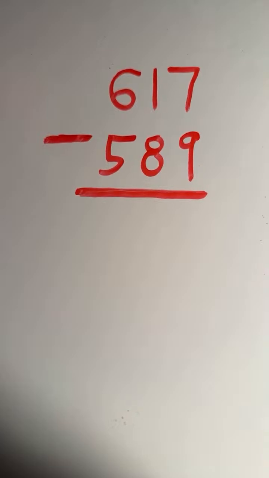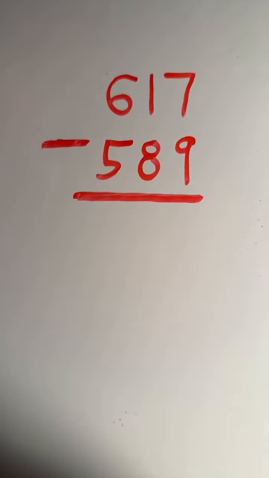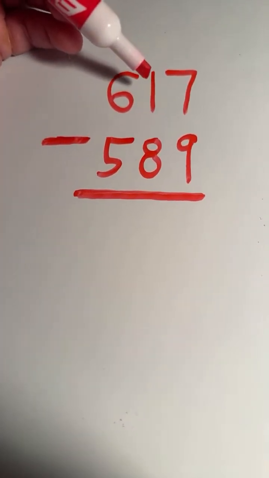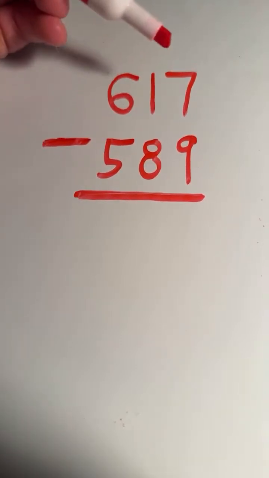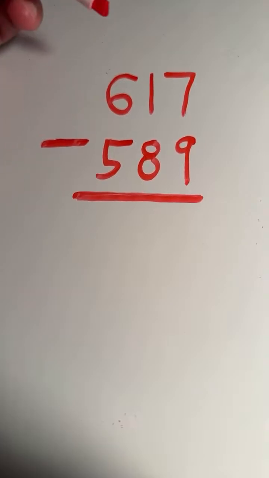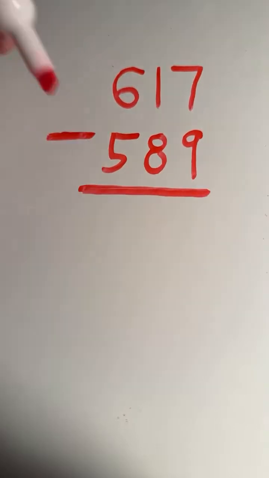617 minus 589. So we see if regrouping is needed, and here it is needed in both the ones and tens place. You can't start with 1 and take away 8. You can't start with 7 and take away 9. So we regroup from left to right, and then we subtract from right to left.